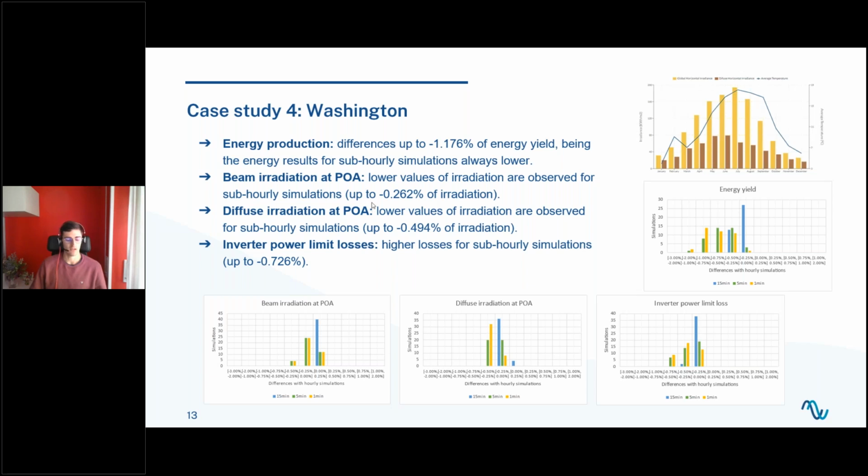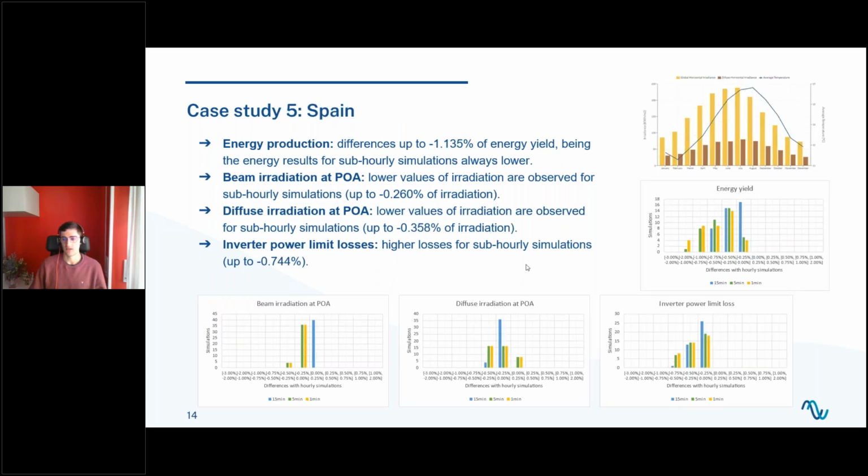And now we see a difference in the tendency for the beam irradiation and the diffuse irradiation. Well, for both cases, we have lower values of irradiation for sub-hourly simulations. And last, for the inverter power limit losses, we can see how we have higher losses for sub-hourly simulations again.